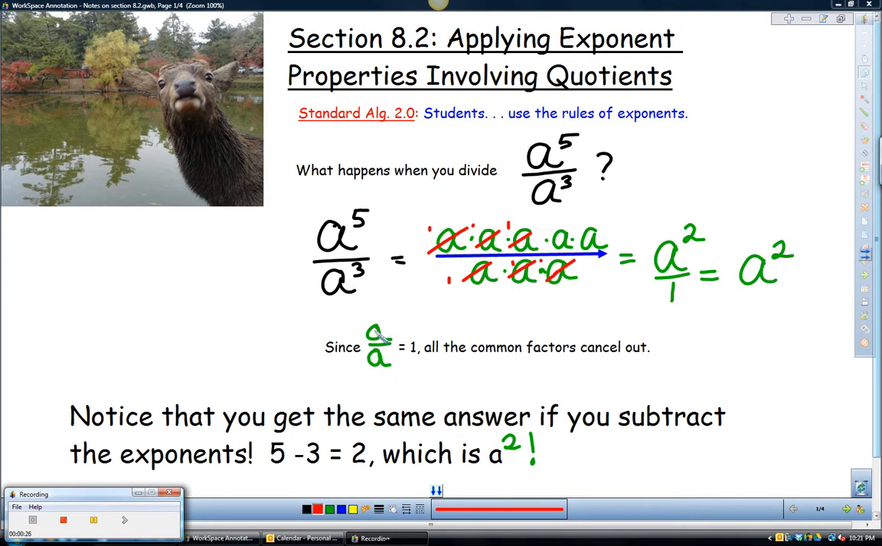And we know anytime a is over a, we get 1. So all of these are canceled out, 3 on the top and 3 on the bottom, because they pair up to give you 1. And when you multiply it, it's 1 times 1 times 1 times a times a, which gives you a squared over 1, which is a squared. Now notice, if we had simply subtracted the exponents, we would have gotten the same answer. The exponent 5 minus 3 is a squared.